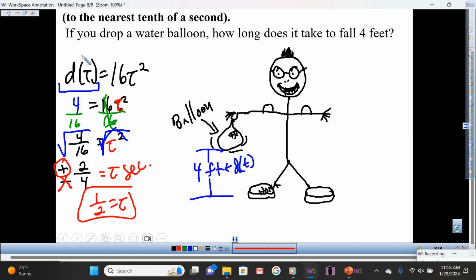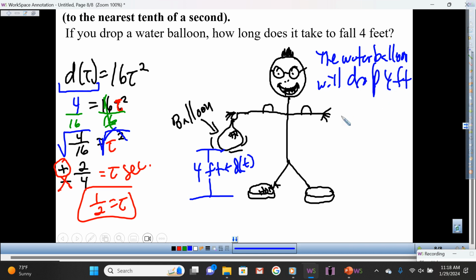Let's read the problem. If you drop a water balloon, how long does it take to fall 4 feet? Answer, let's write our sentence. The water balloon will drop 4 feet in approximately what? Approximately half a second. That is correct.